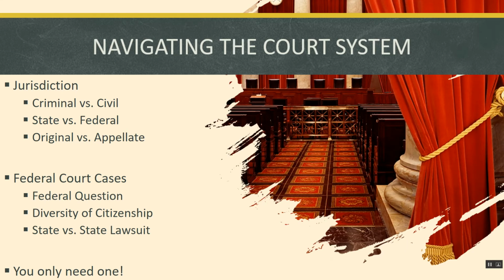So there we have it. These are the 3 major ways to determine whether a case goes to a federal or state court. All cases involving any one of the following, a federal question, diversity of citizenship, or a state versus state lawsuit, automatically go to a federal court. All other cases go to state courts.